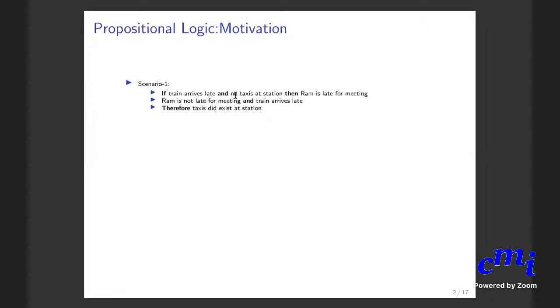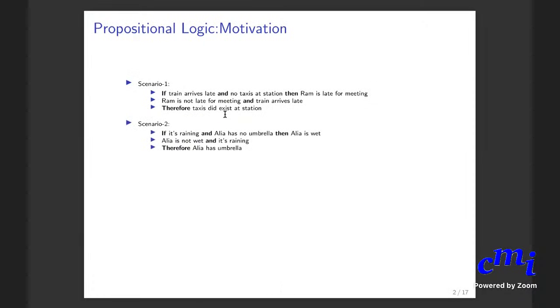So, Ram cannot be both late for the meeting and not late. That contradicts the other statement that Ram is not late for the meeting. Therefore, indeed, you can conclude that taxis must have existed at the station.